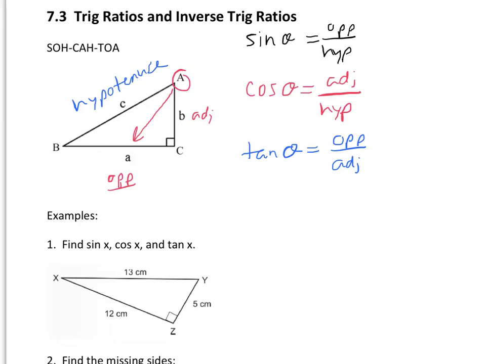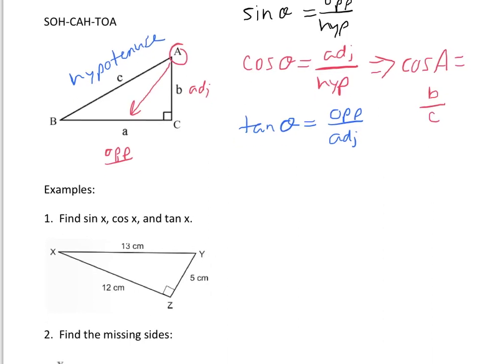So from all this then, in a rough example, if I wanted to find the cosine of angle A, that would equal adjacent over hypotenuse. So adjacent would be B and hypotenuse would be C. So let's try one with some numbers.